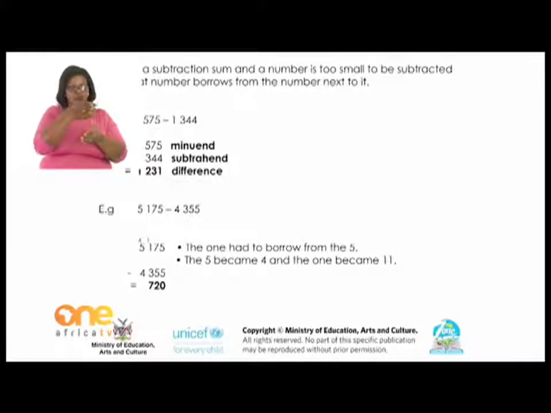Then we say 5 minus 4 equals 1. 7 minus 4 equals 3. 5 minus 3 equals 2. And 2 minus 1 equals 1. And that is equal to 1,231. Let's try another example.